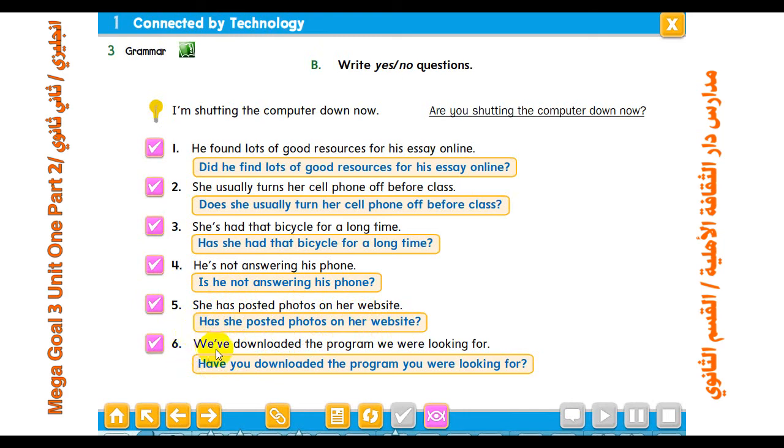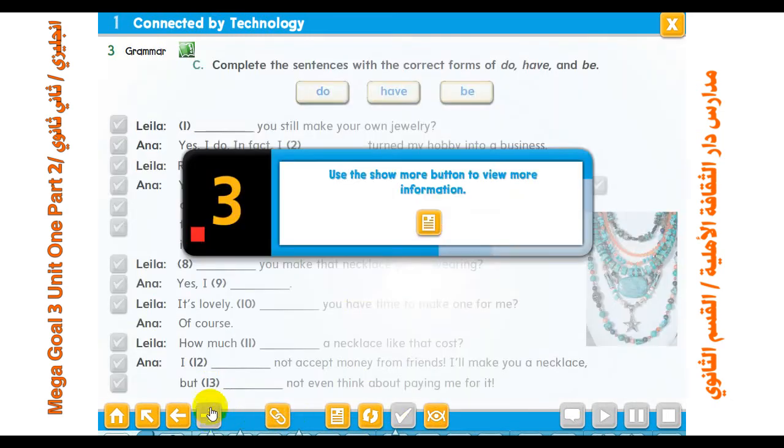Number 6, we've downloaded. This is the abbreviation of have. We've downloaded the program we were looking for. So I begin with have. So it becomes: have you downloaded the program you were looking for? Okay, now let's move to the following exercise.